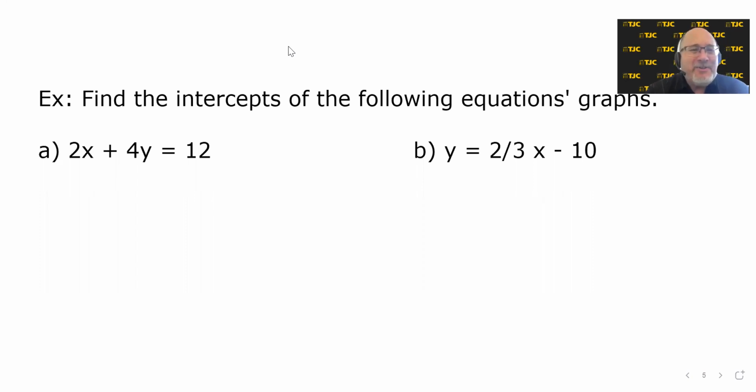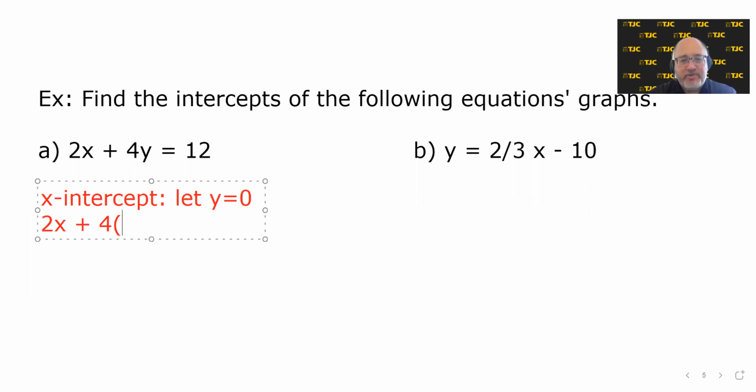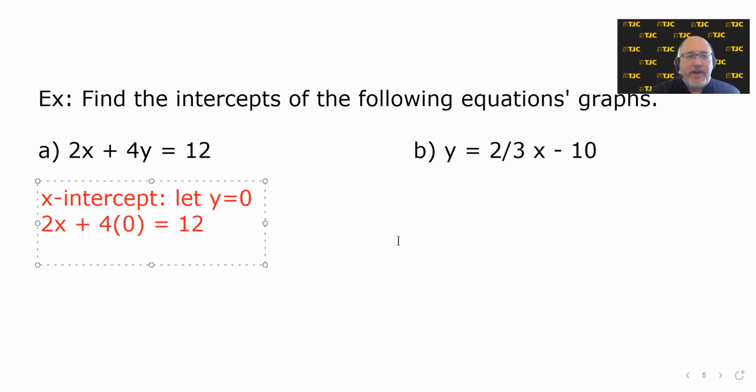All right, so starting with 2x plus 4y equals 12. How do we find the intercepts? Well, you just alternate letting letters equal 0. So let's start with the x-intercept. It really doesn't matter which one you start with. You start by letting y equal 0. So the equation would be 2x plus 4 times 0 equals 12. And now just solve for x.